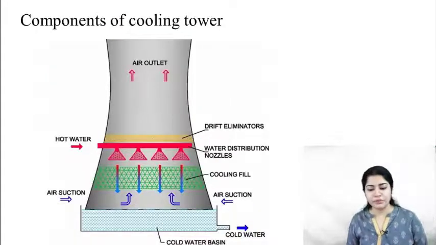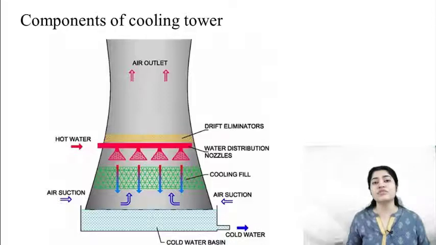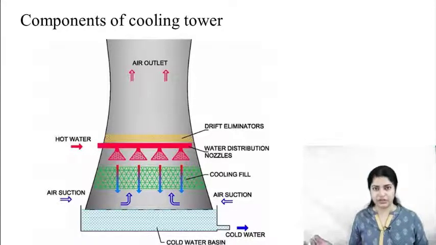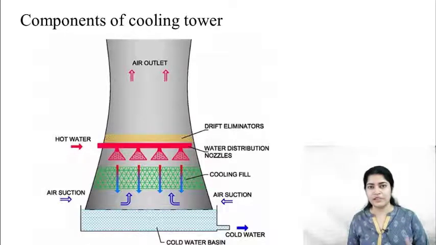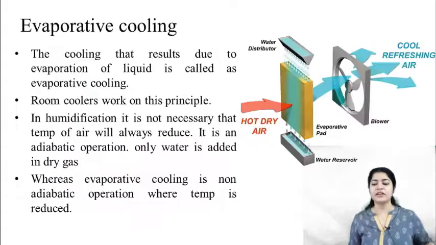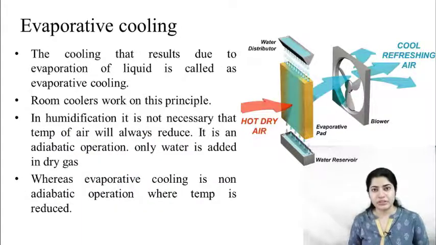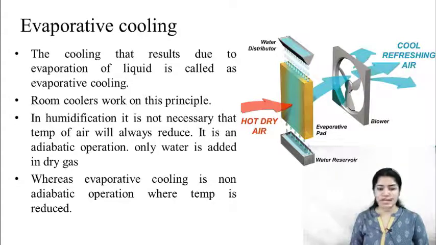We saw the components, drift eliminators. The use of drift eliminators is what? Some droplets of water also get carried out with the air, so they trap the water droplets which are present in your air. Now what is evaporative cooling? The cooling that results due to evaporation of liquid is called evaporative cooling.